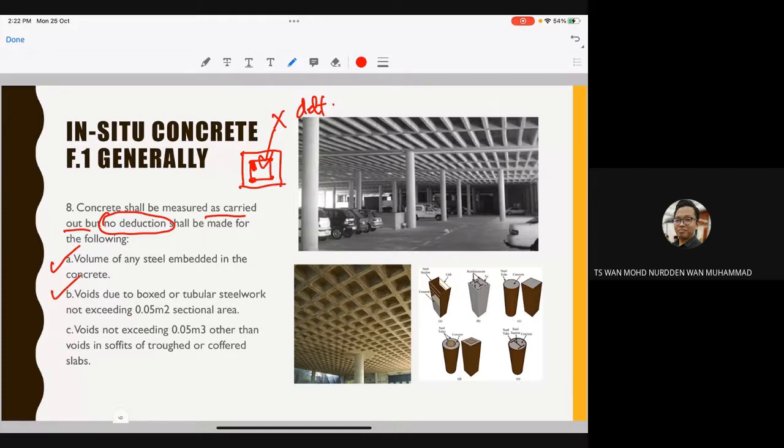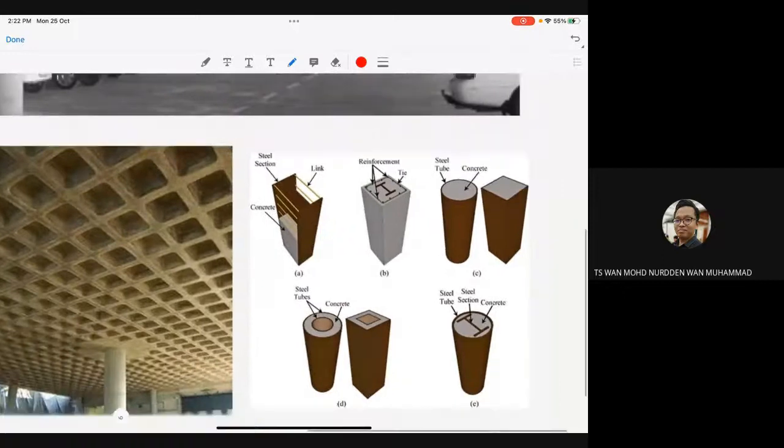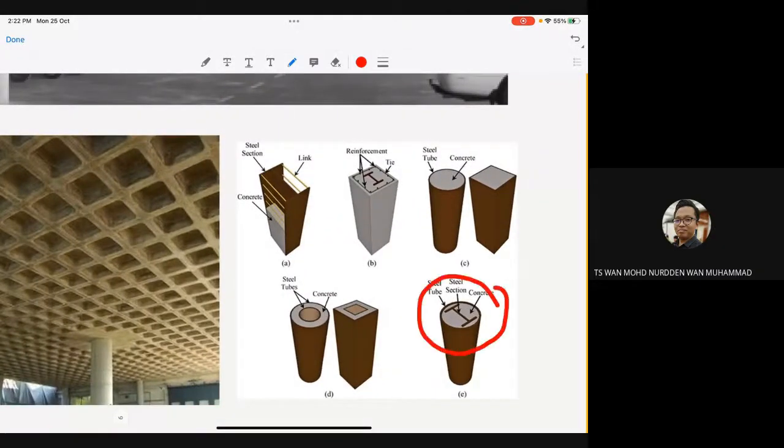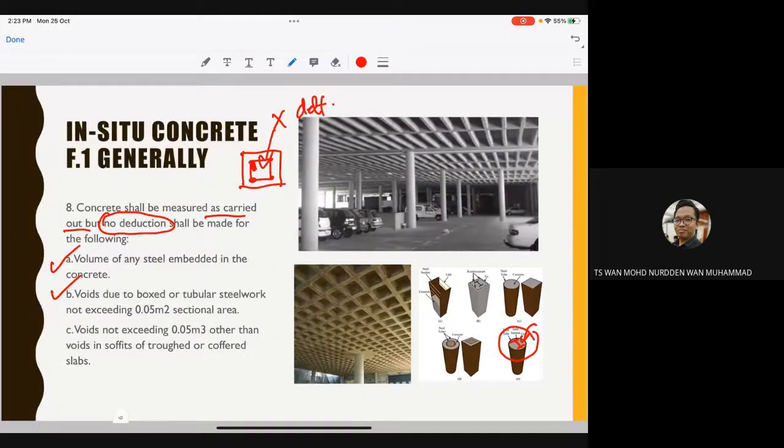Number 4B, voids due to box or tubular steelwork not exceeding 0.05 meter square of sectional area. Apa maksudnya? Box or tubular steelwork macam ni lah. Saya zoom sikit. Ni. Okay, kat tengah-tengah ni ada steel kan. Okay, so volume untuk steel ni pun kita tak buat deduction lah, unless kalau dia melebihi lah, okay, the tubular steelwork not exceeding 0.05 meter square of sectional area. Sectional area tu ni lah, kan kita potong benda ni. Okay, so kita ada section dia.